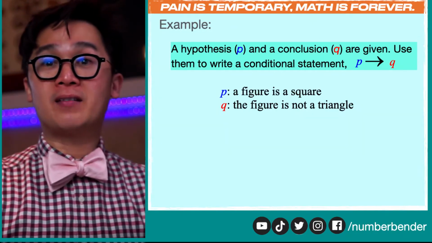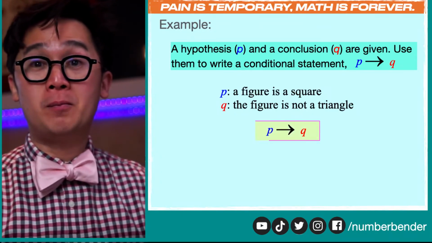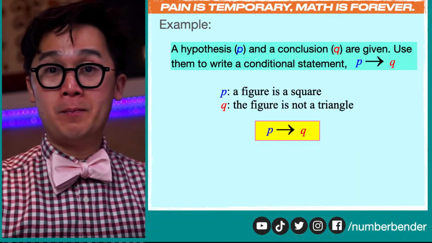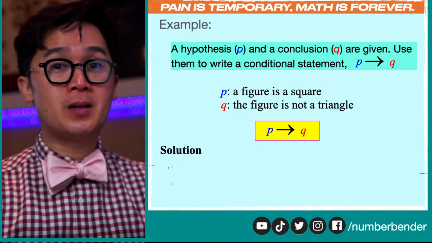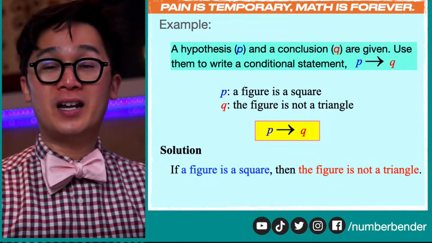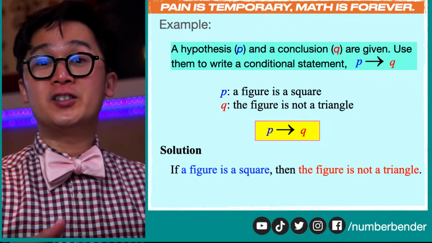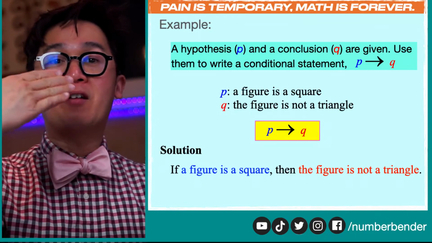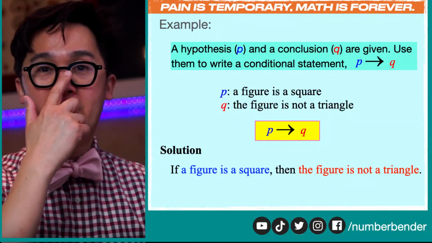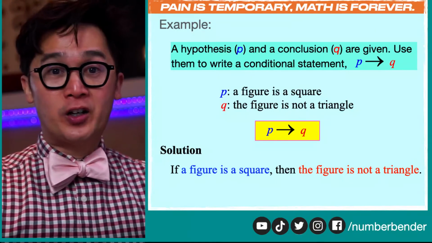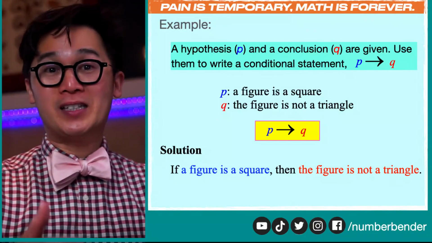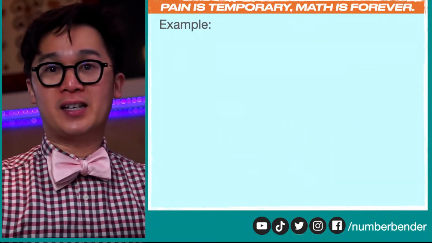And if we're going to write this down in if-then form, or P then Q, we can write it in sentence form, and using our verbal statement, we can write it as: if a figure is a square, then the figure is not a triangle. So from symbol form, we're able to write it down in verbal form because in mathematics, when we learn how to do things, we also need to learn how to undo things. And that's basically what we're doing here in this example.